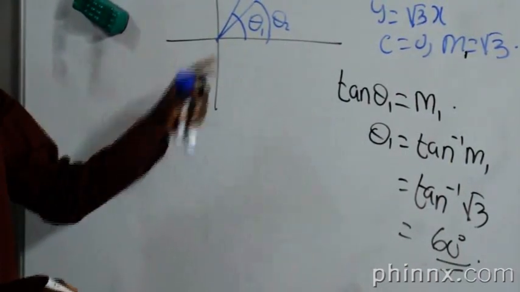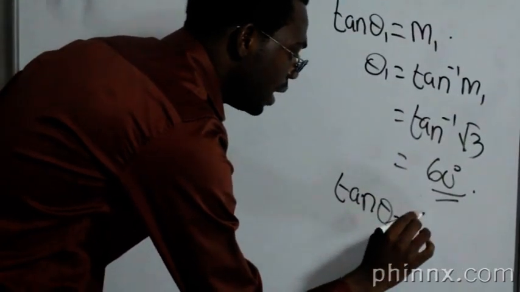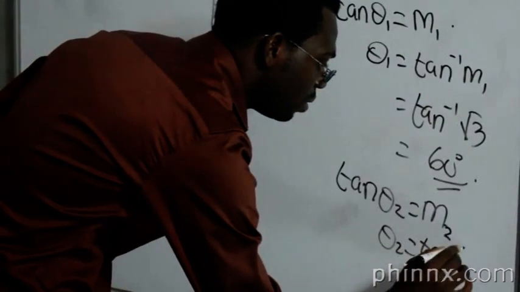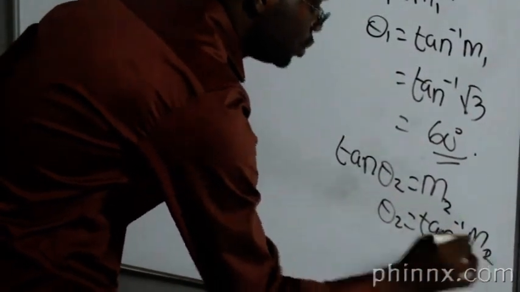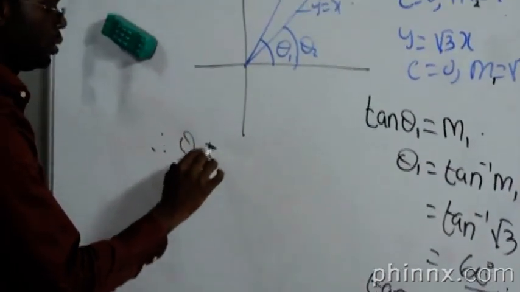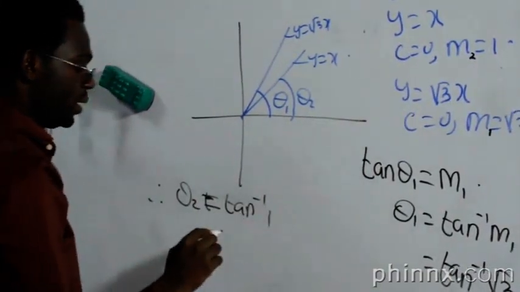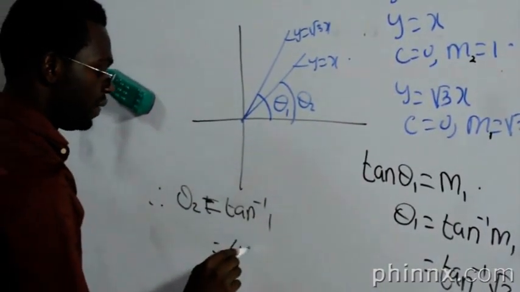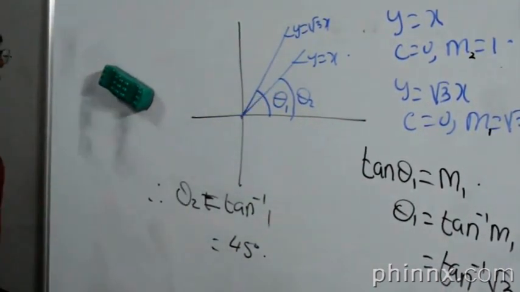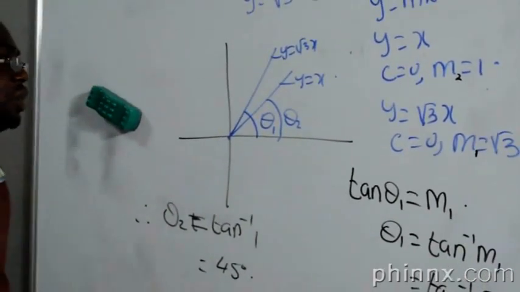Now what is theta 2? Tan theta 2 is equal to m2. So theta 2 is the tan inverse of m2, and m2 is 1. Tan inverse of 1 gives us 45 degrees. So the angle this line makes with the x-axis is 45 degrees, while the angle this line makes with the x-axis is 60 degrees.